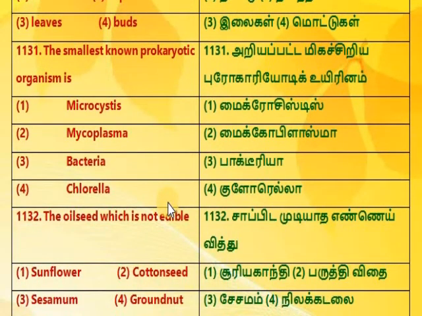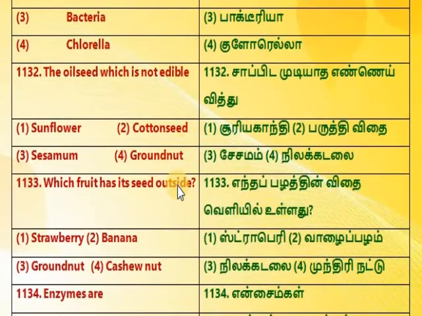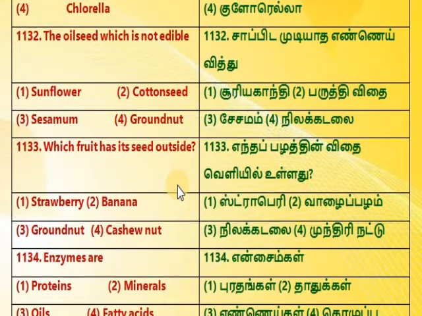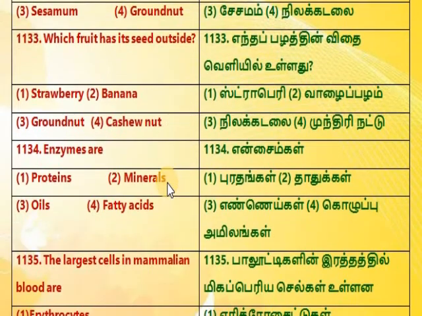1131 The smallest known prokaryotic organism is 1. Microcystis. 2. Mycoplasma. 3. Bacteria. 4. Chlorella. 1132 The oilseed which is not edible. 1. Sunflower. 2. Cottonseed. 3. Sesamum. 4. Groundnut. 1133 Which fruit has its seed outside? 1. Strawberry. 2. Banana. 3. Groundnut. 4. Cashew nut.